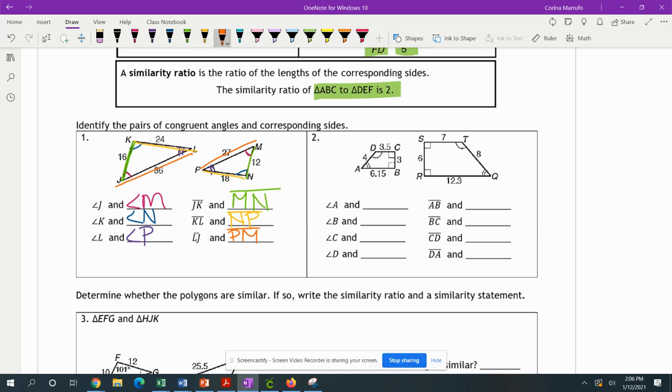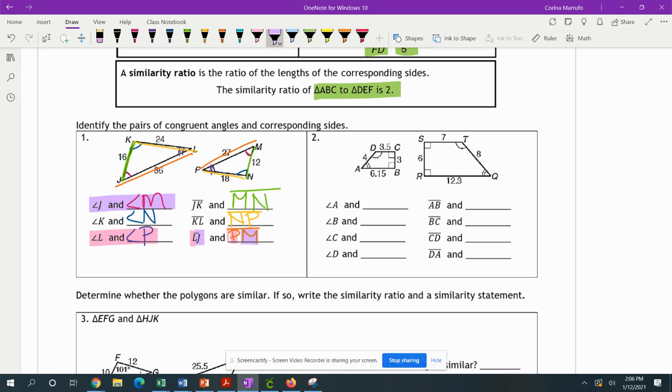Now you don't have to color code this, but you need to make sure that you match the angles up. We know that L and P are the same, so that's why we had to put P first. And then we know that J and M are the same, so that's why we had to put M second. You have to match up their positions.